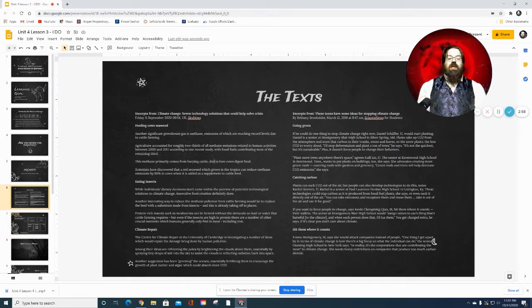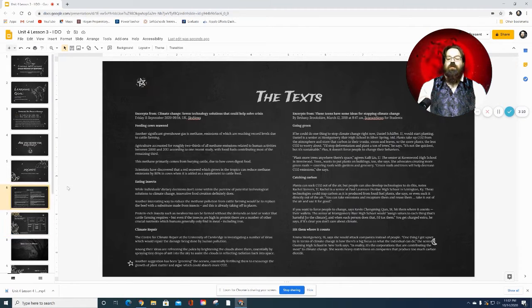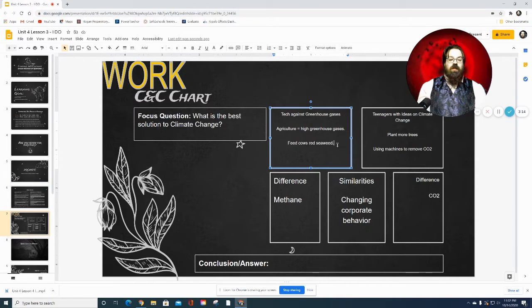So this first text, it talks a lot about tech against greenhouse gases, agriculture equals high greenhouse gases, food, feed cows red seaweed, right? Those are all these different things. It really focuses on reducing greenhouse gases.